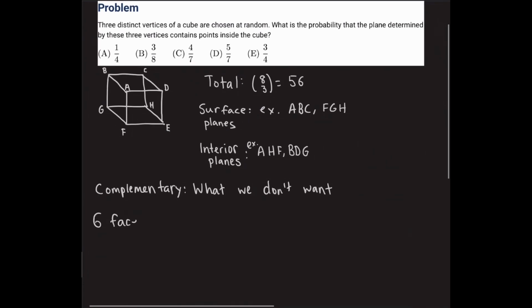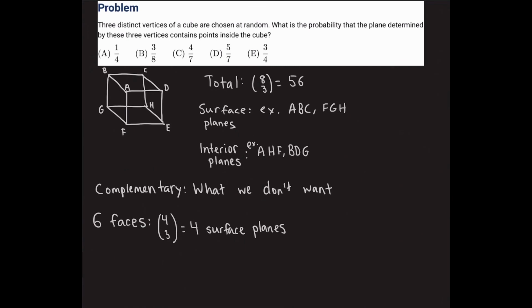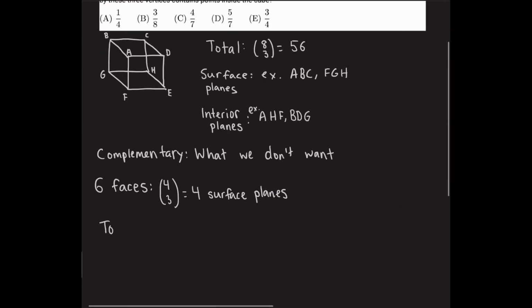On each of those 6 faces, there's 4 choose 3 ways to choose a surface plane. For example, on the top face with vertices A, B, C, and D, we can have ABC, we can have ABD, we can have BCD, or we can have ACD. So there's 4 choose 3, which is equal to 4 surface planes. And since there's 4 of them on each of the 6 faces, there's a total of 6 times 4 equals 24 surface planes.